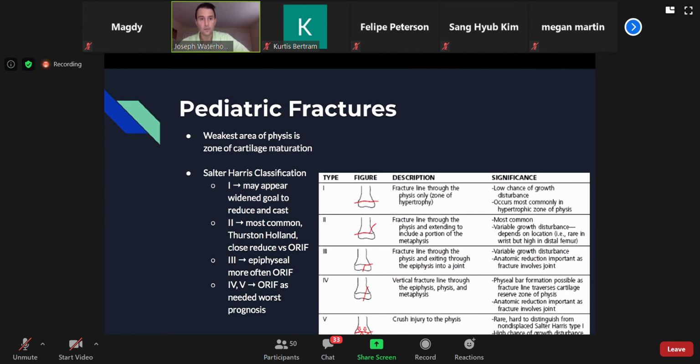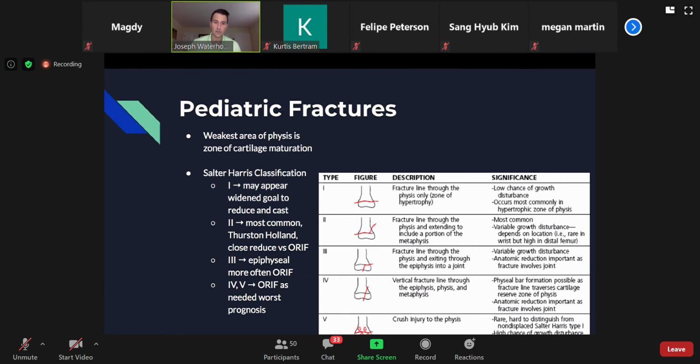So the weakest, and again, just buzzword type questions, the weakest area of the physis is the zone of cartilage maturation. That came up several places in practice questions. As far as those zones, that's the only thing I know. That's the only thing that I went into boards knowing. I don't think it came up, but that's the only thing that I would recommend knowing. There's no need to memorize all the zones when it comes to actual osseous growth in a physis.